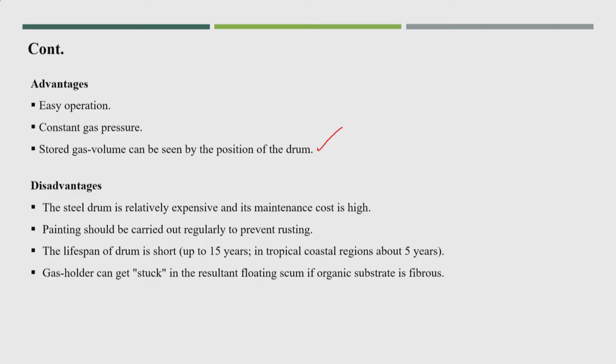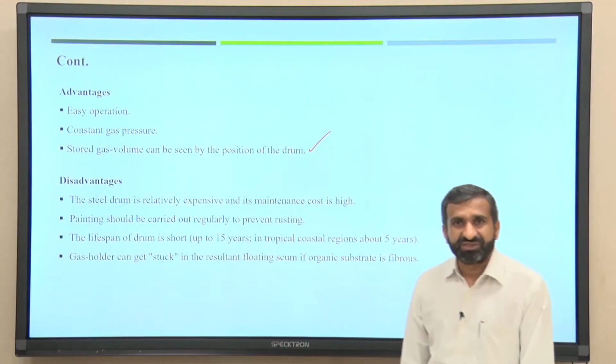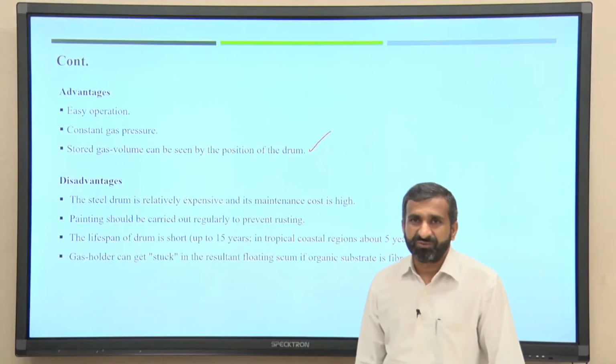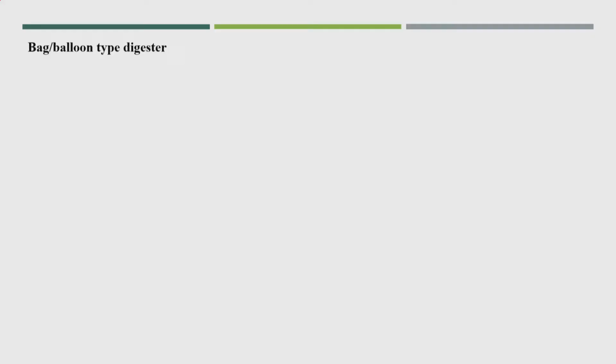The gas holder can get stuck in the resulting floating scum if the organic substrate is fibrous, but again this depends upon the special type of substrate. If you maintain the proper substrate, this kind of disadvantage can't happen.